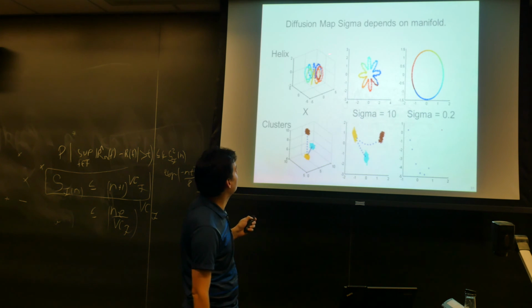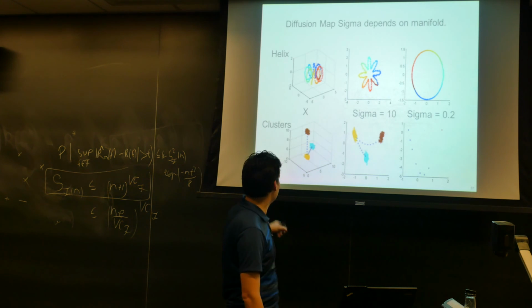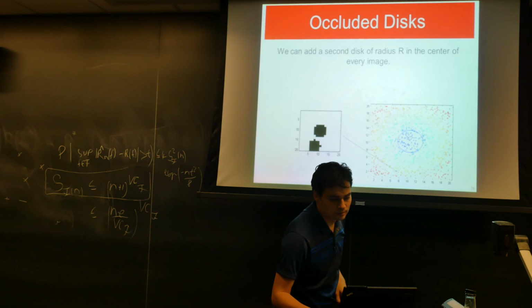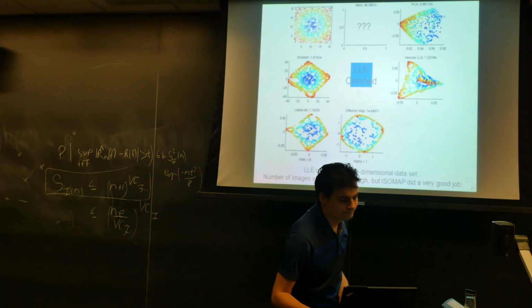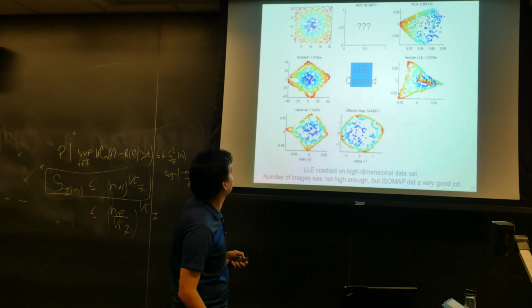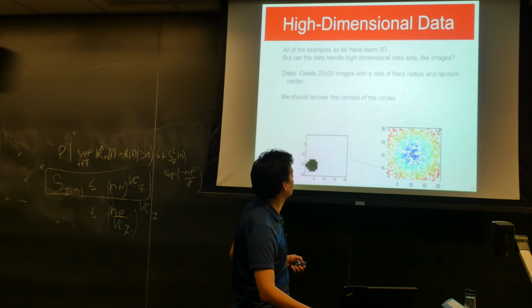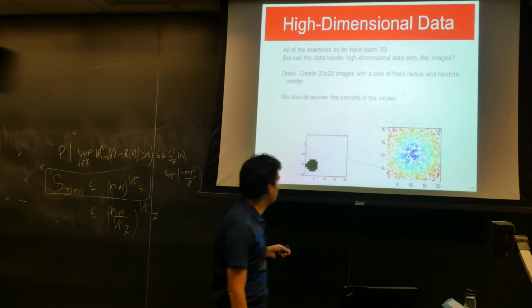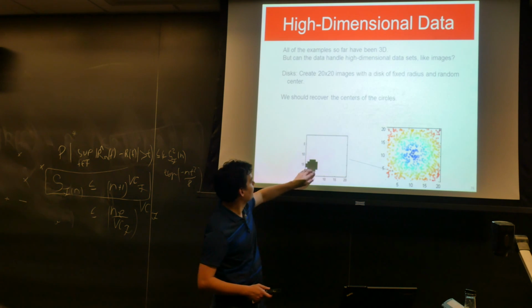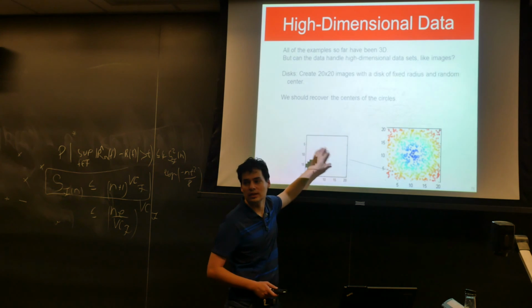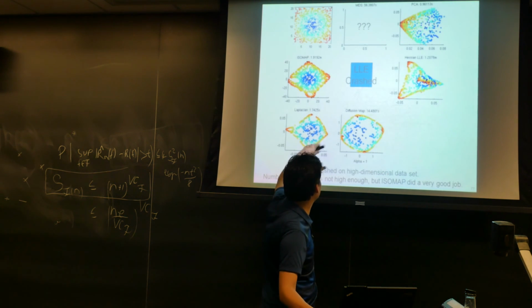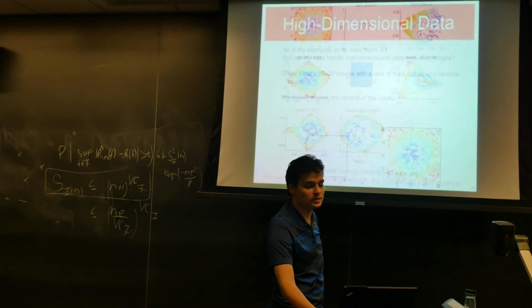For example, what the diffusion map would do on this kind of data set if you embed this data set to 2D with different parameters, or if you have this kind of cluster data set and you would embed that. Local linear embedding. Right. So how this algorithm would work on a high dimensional data set. So this data set was this blob here that was moving around. That was the image. And we tried to embed that into 2D. And these are some of the results that we got. So for example, the LLE just crashed on this data set.